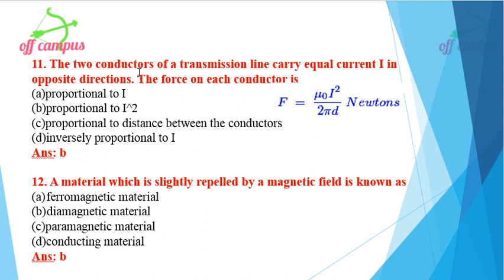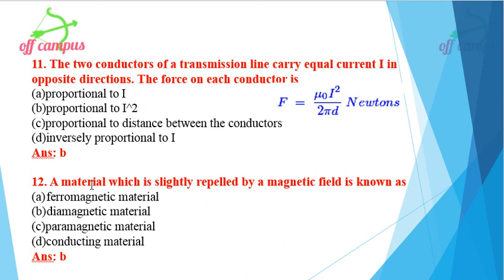So, here what is given? Two conductors of a transmission line carry equal current I. So, I1 and I2 are equal to I itself. So, I into I, I squared only. So, F equal to mu naught I squared divided by 2 pi d Newton. So, the force on each conductor is proportional to I squared, proportional to distance between the conductors, or inversely proportional to I. From this formula, see, F is proportional to I squared. So, option B is the right option for this question.